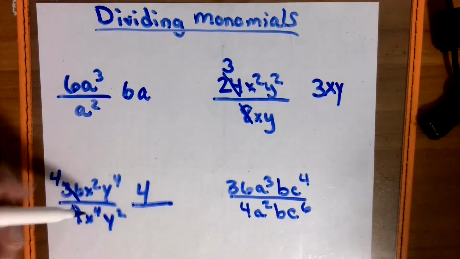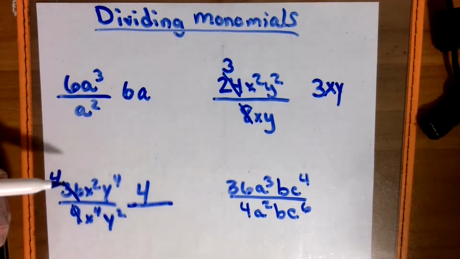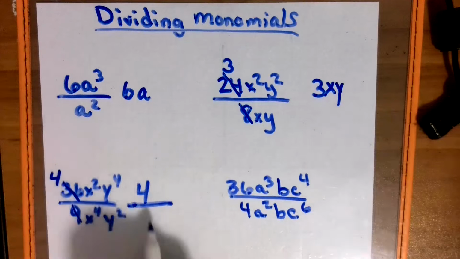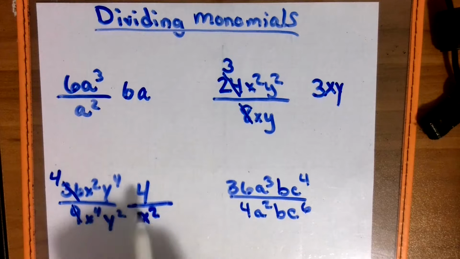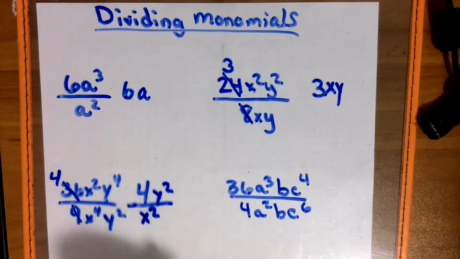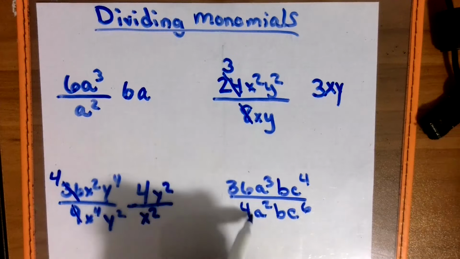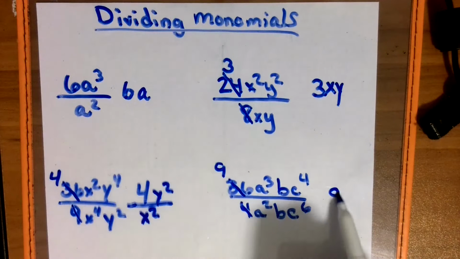But what I like to say to students so they don't get confused is who has more x's, the top or the bottom? And it's the bottom, and the bottom has how many more? 2. So that's what's left on the bottom. And who has more y's, the top or the bottom? The top. By how many? 2. So there's 2 y's left on top, 2 x's left on the bottom, and then 4. So then 4 goes into this 36 9 times. So that's our front number.